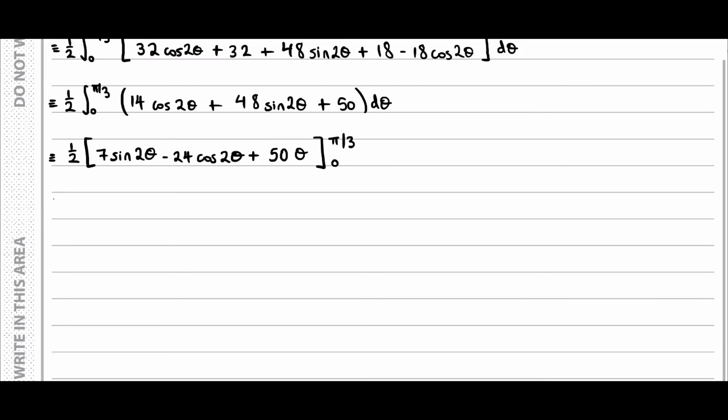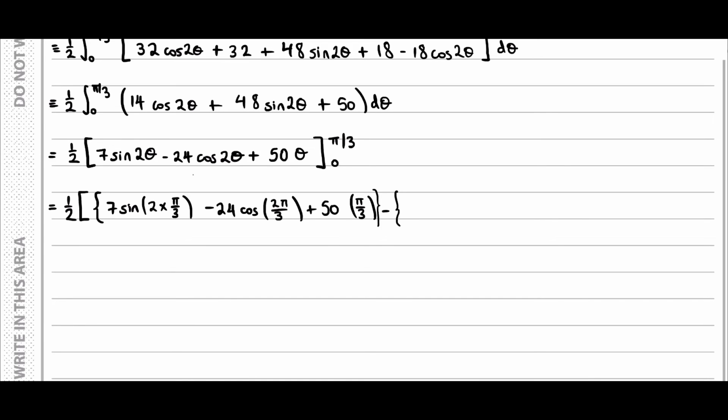And if we work this out, for our upper limit, if we substitute in for our upper limit, we have 7 sine of 2 times pi over 3 minus 24 cos of 2 pi over 3 plus 50 lots of pi over 3 minus, for our lower limit, we have 7 sine of 0 minus 24 cos of 0 plus 50 lots of 0, which is 0.